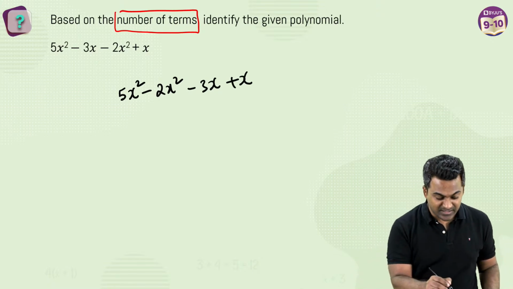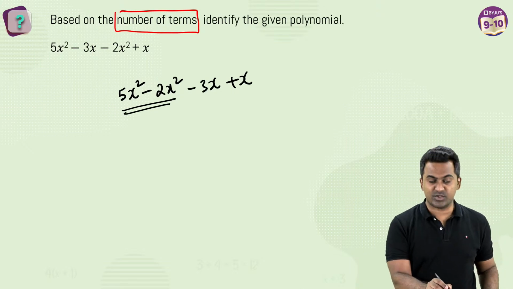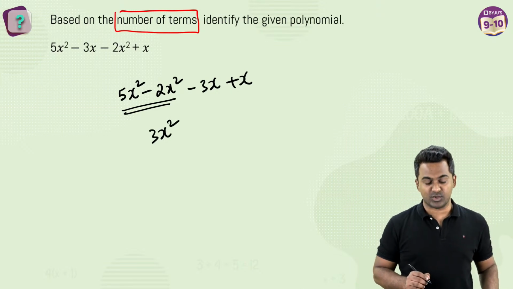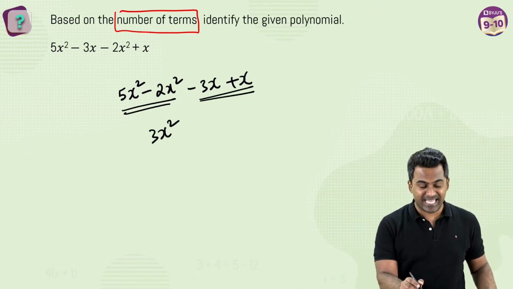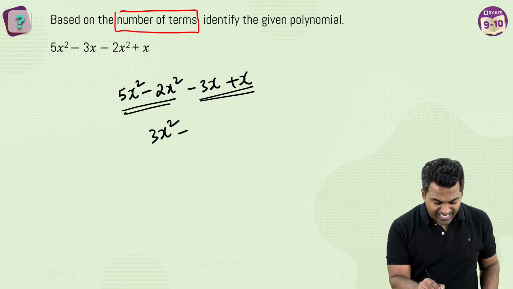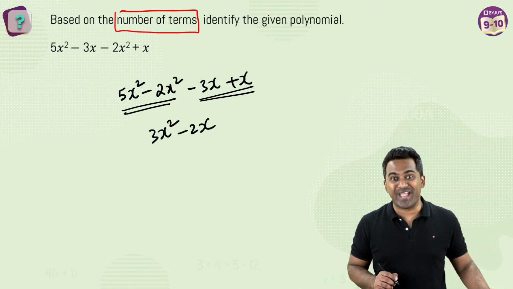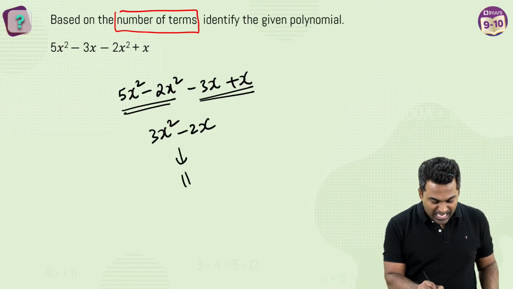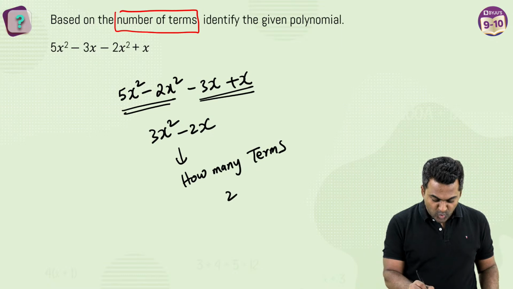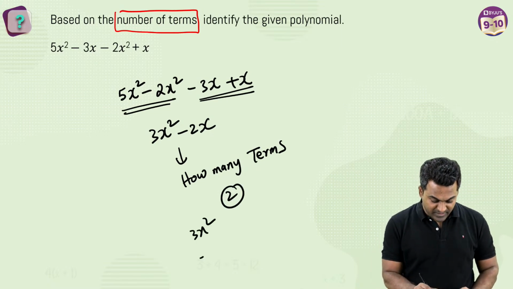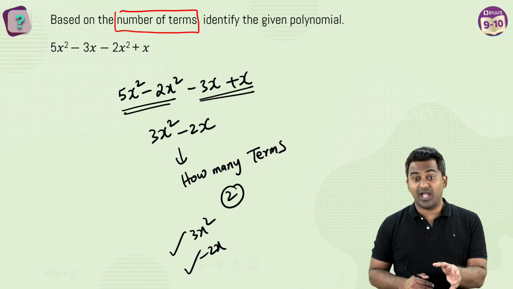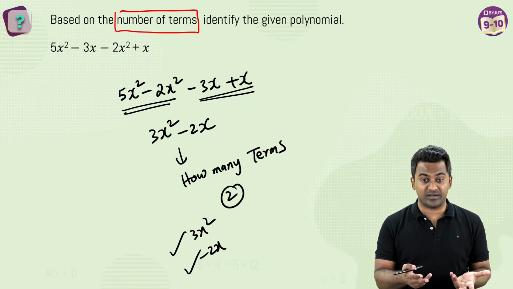Very good. Now you're saying the correct answers. Because 5x square minus 2x square can be combined. They are like terms, right? So this can be written like 3x square. And then minus 3x plus x can also be combined because they are like terms. And this can be written as minus 2x. Yes? Now tell me, how many terms? There are 2 terms in it, right? 3x square being the first term, minus 2x being the second term. So this is not a trinomial, this is a binomial because there are only 2 terms here.